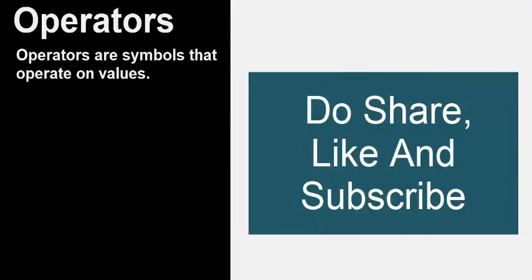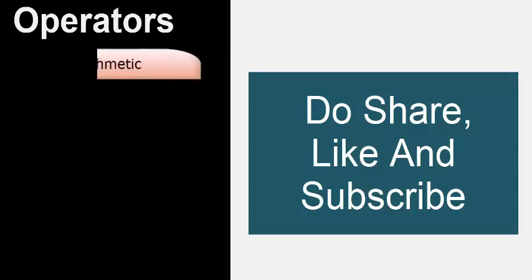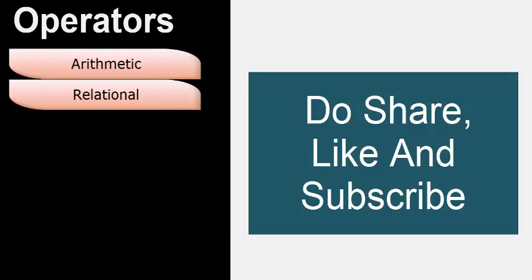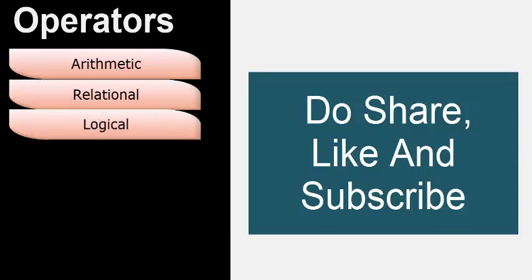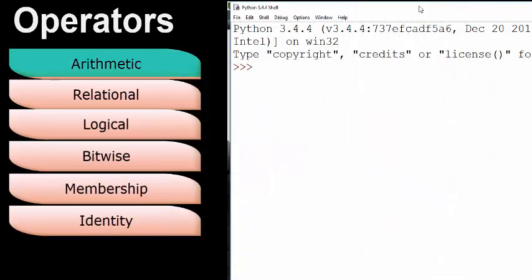Now let's see operators. Operators are symbols that operate on values. Values on which we apply the operator are called operand. Python supports arithmetic, relational operators and other operators like logical, bitwise, membership and identity. Arithmetic operators are math operators. Here, x is equal to 10 and y equal to 3. Simple, plus for addition, minus for subtraction, asterisk for multiplication, forward slash for divide.